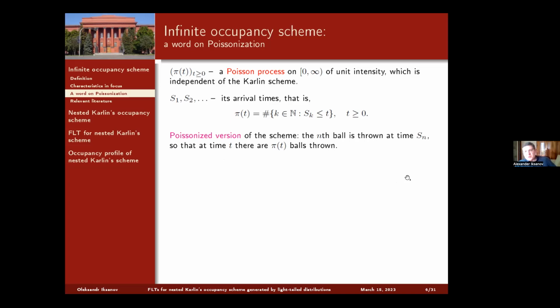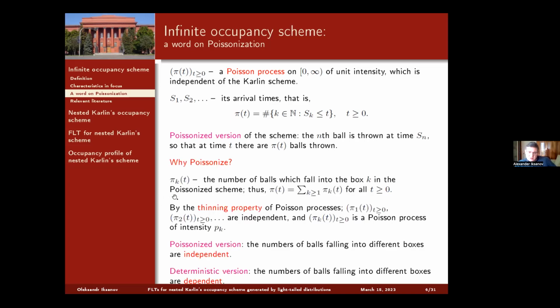And what's the motivation behind introducing the Poissonized version? To answer this question, denote by pi_k of t the number of balls which fall into box k in the Poissonized scheme, so that the whole Poisson process pi of t is the sum of pi_k of t. And by the thinning property of Poisson processes, the processes pi_1, pi_2, and so on are independent, and pi_k is a Poisson process of intensity p_k, where p_k is the hitting probability of box k. Thus, the Poissonized version is more tractable than the deterministic version.